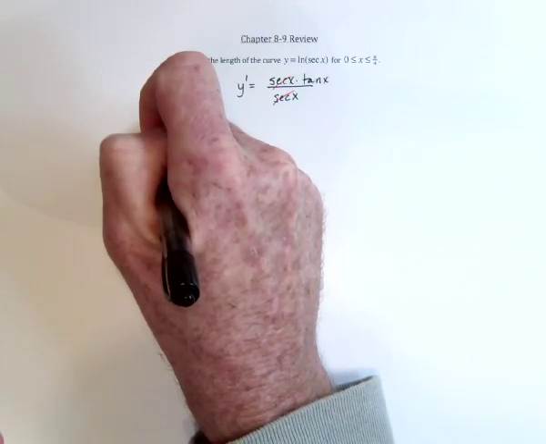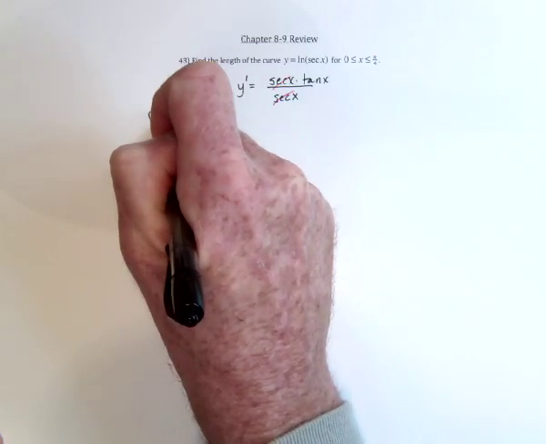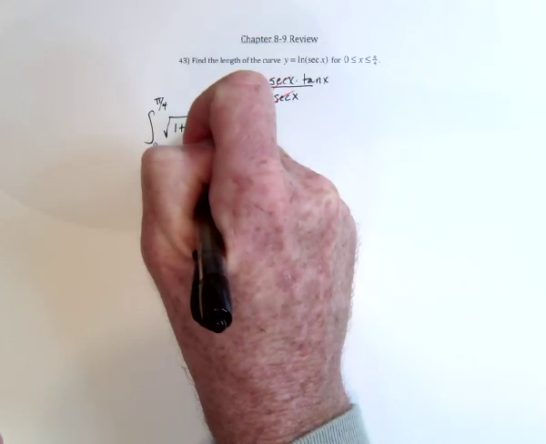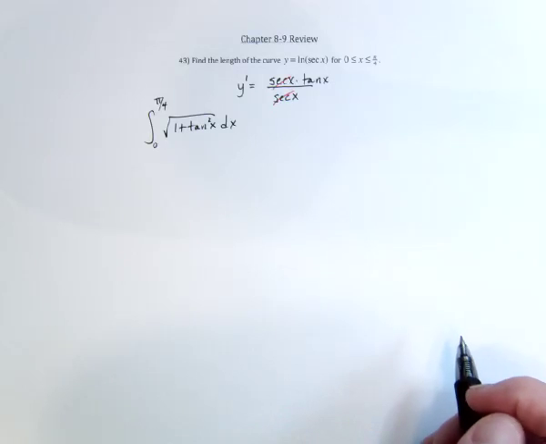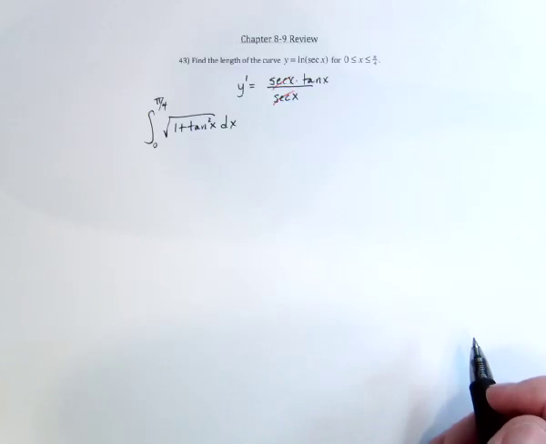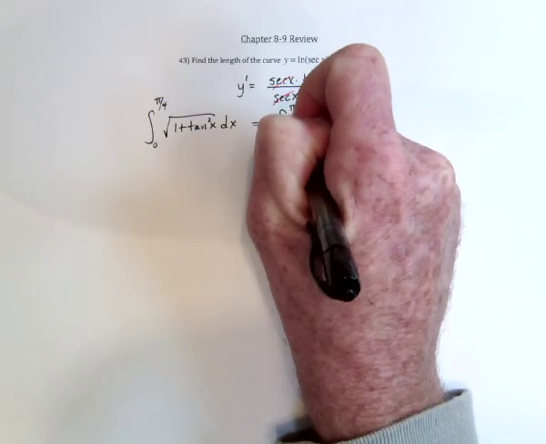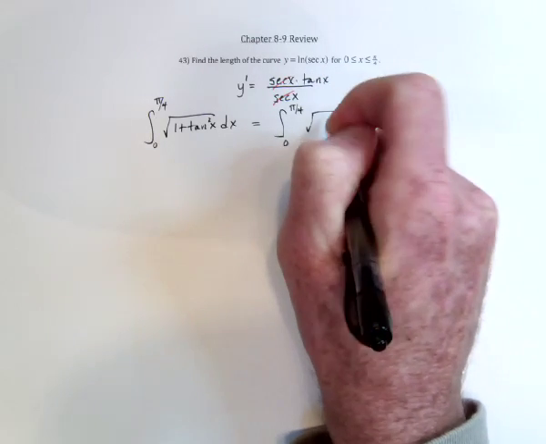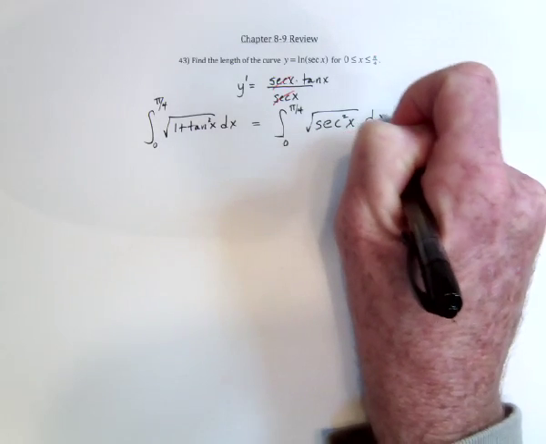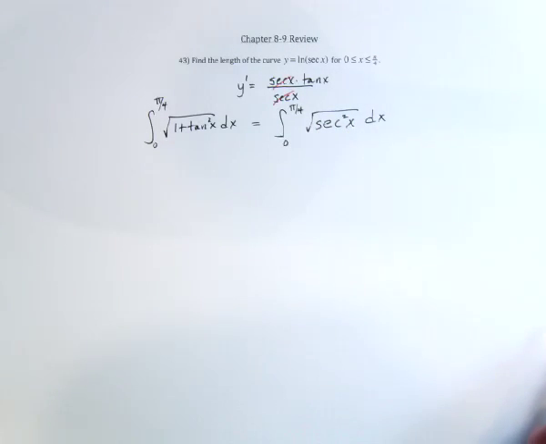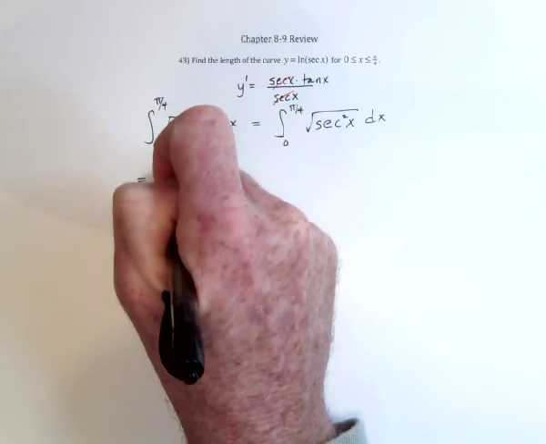So we'll need to integrate from 0 to pi over 4 the square root of 1 plus the derivative squared, which is going to be 1 plus tangent squared. And then hopefully you recognize 1 plus tangent squared. That, from good old trig class, turns out to be secant squared. 1 plus tangent squared equals secant squared. And then the square and square root will cancel each other out, so what we're going to be integrating is actually just secant of x.